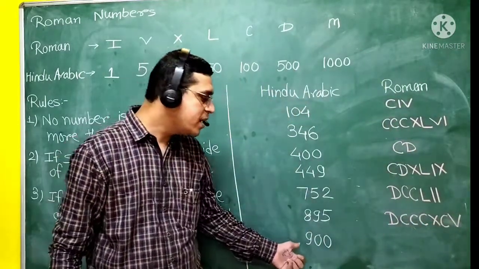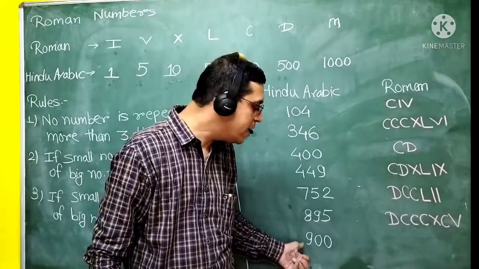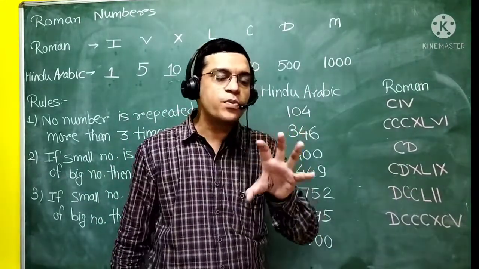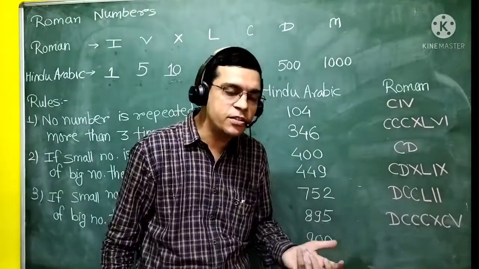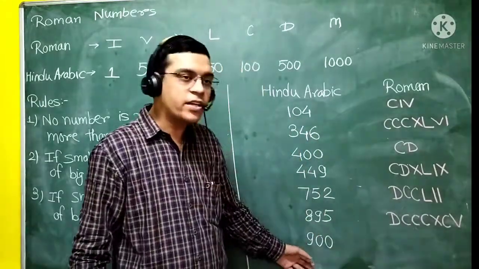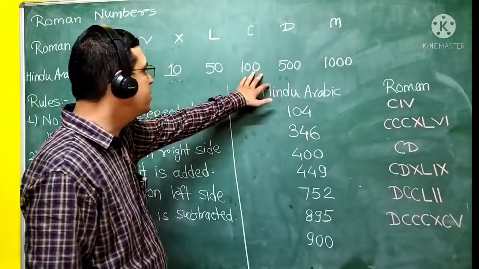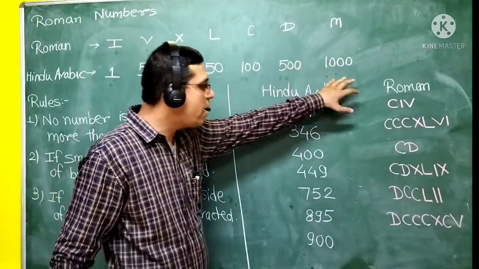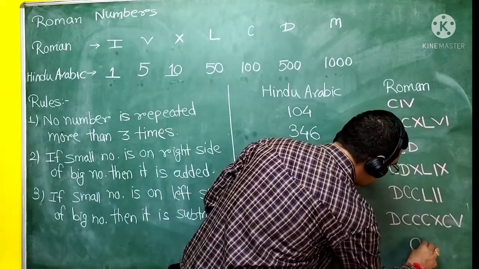Next, 900. 900. Again 9 has come. Where there is 9, there is subtraction. If you subtract 100 from 1000, you will get 900. We have to subtract 100 from 1000. That is CM.